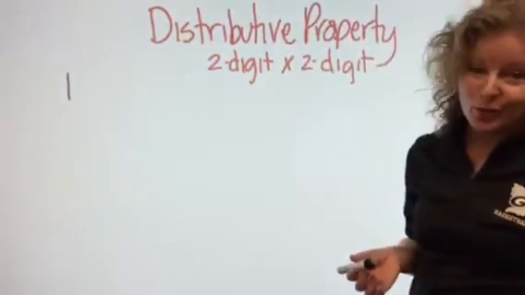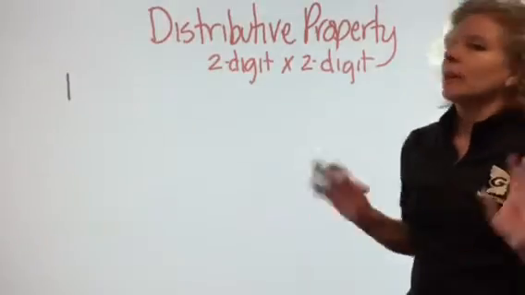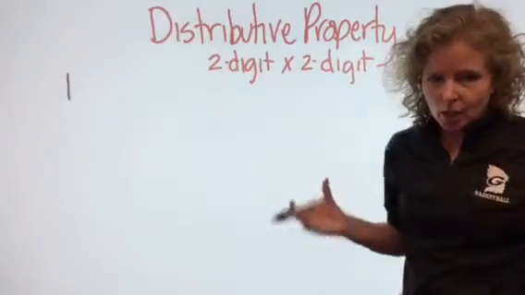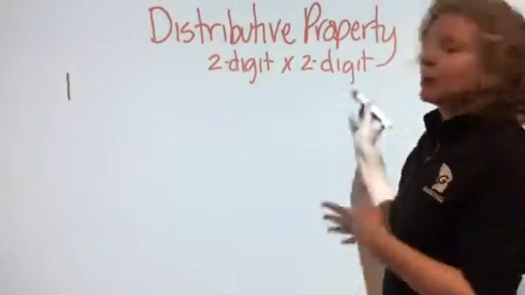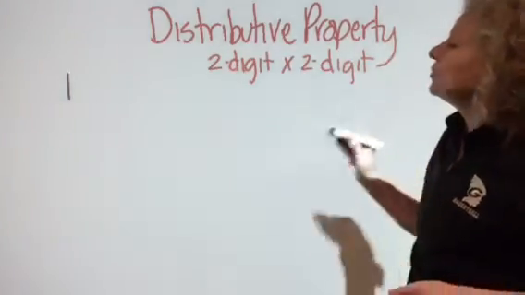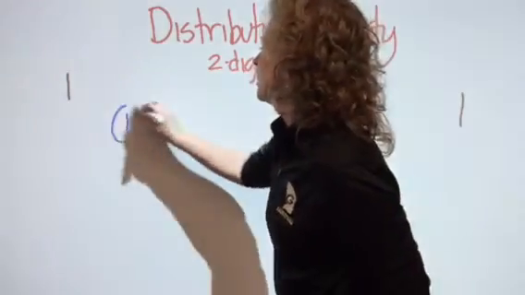All right, we have talked about the distributive property so many times that I'm sure you're like, we got it, Mrs. Herneisen, we got it. You're breaking it into the chunks that are more manageable. But I want to show you how we can use it for 2-digit times 2-digit multiplication.